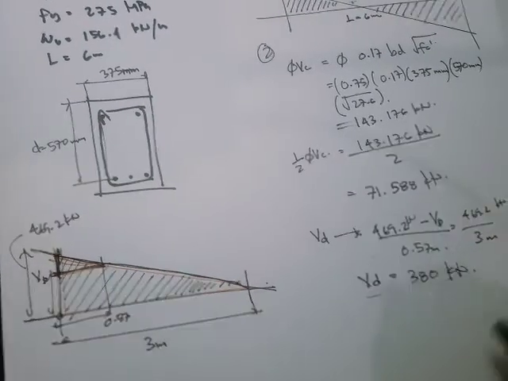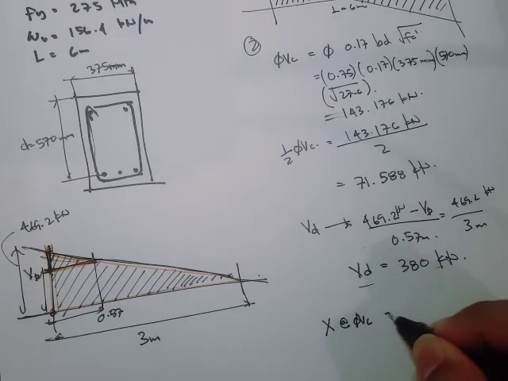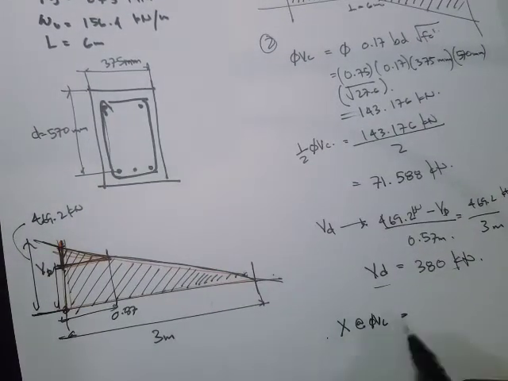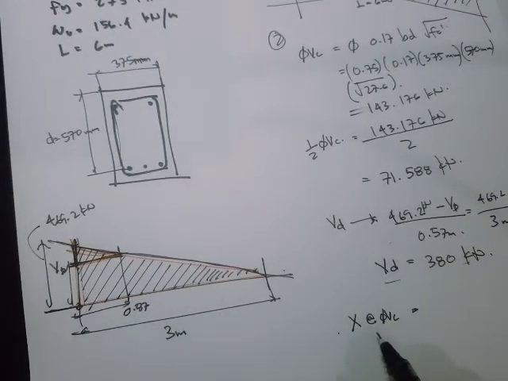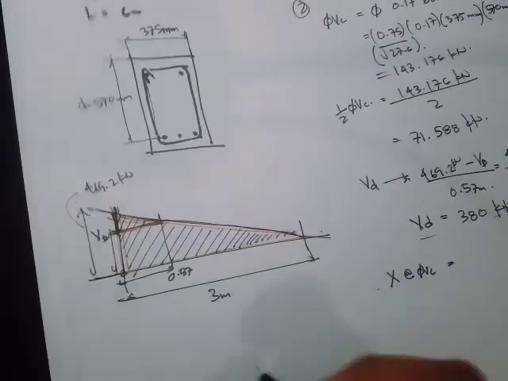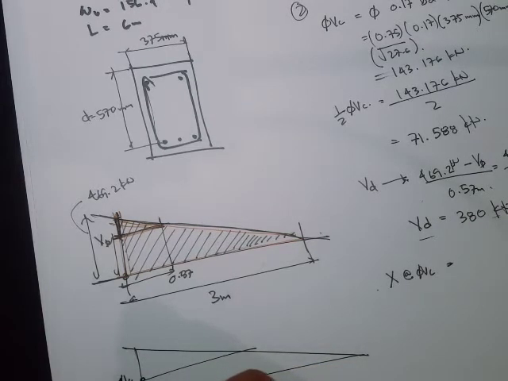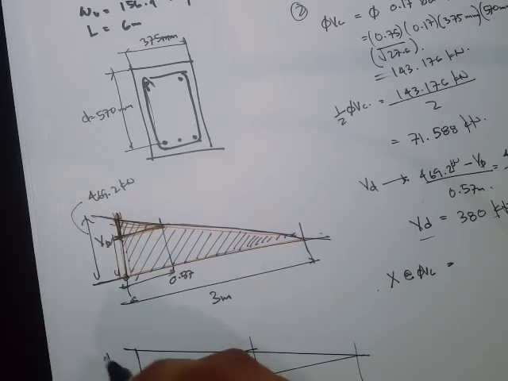Okay, so now let's determine the x at phi Vc. In order to obtain these x values, you can again just use similar triangles. So we have this phi Vc, and what would be this x value? This is 3 meters, then this is 469.2.